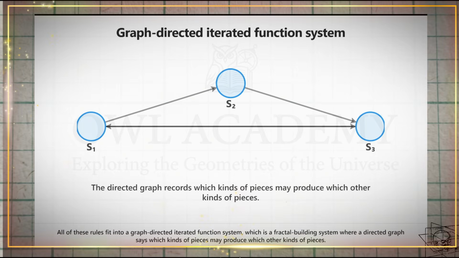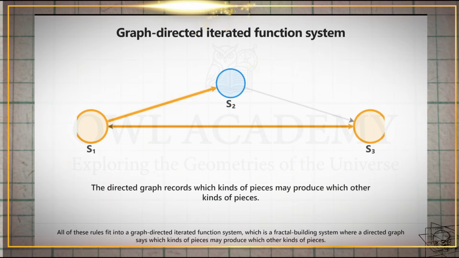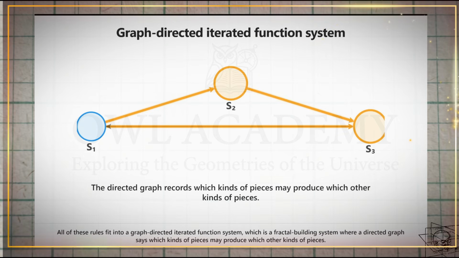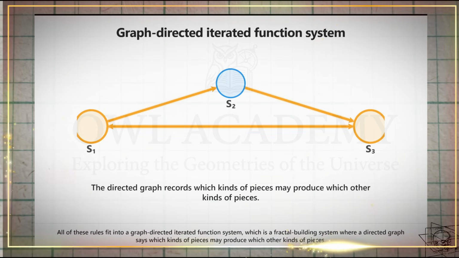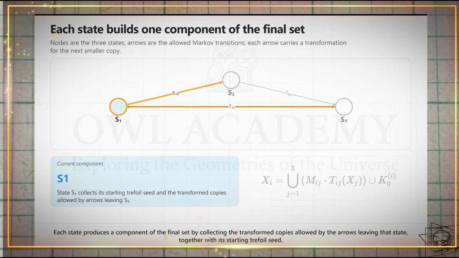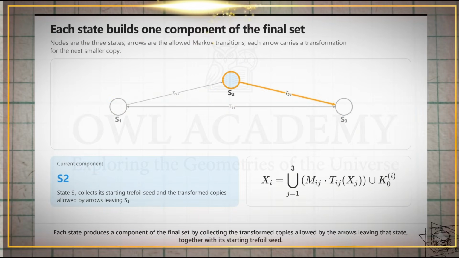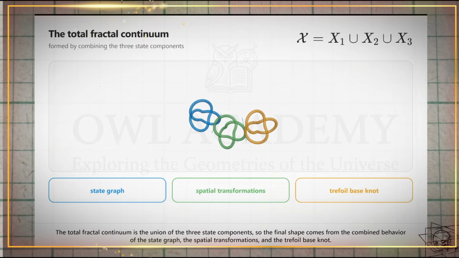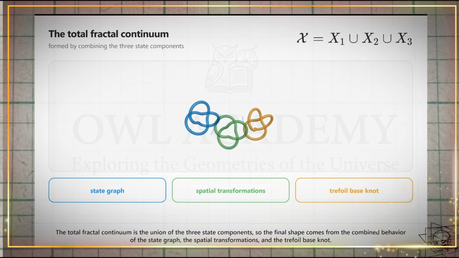All of these rules fit into a graph-directed iterated function system, which is a fractal building system where a directed graph says which kinds of pieces may produce which other kinds of pieces. In this graph, the three states are the nodes, the allowed Markov transitions are the arrows, and the transformation attached to each arrow tells how to place the next smaller copy. Each state produces a component of the final set by collecting the transformed copies allowed by the arrows leaving that state together with its starting trefoil seed. The total fractal continuum is the union of the three state components, so the final shape comes from the combined behavior of the state graph, the spatial transformations, and the trefoil base knot.